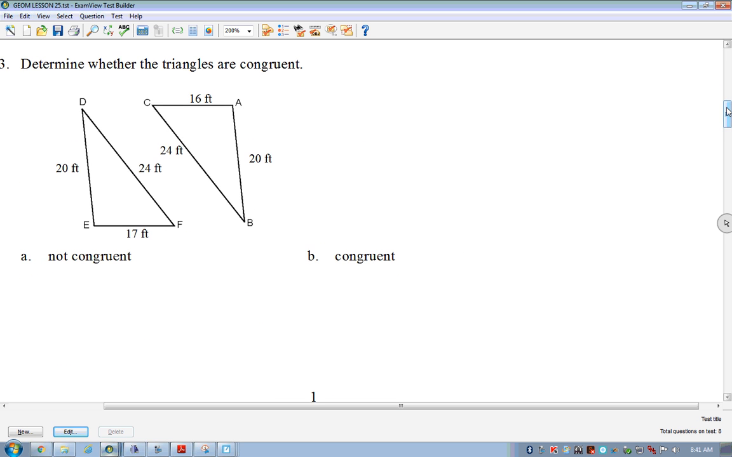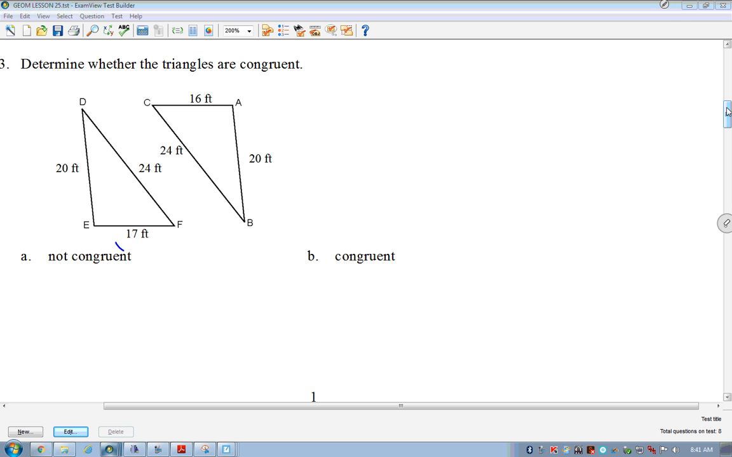Okay. Determine whether the triangles are congruent. What do you think? Are they congruent? Chandler, why not? Right, we have a difference between 17 and 16. Now, 20 matches with 20, 24 matches with 24, but it's not side, side, side, right? It has to be side, side, side in order for them to be congruent. So our answer is A, not congruent.